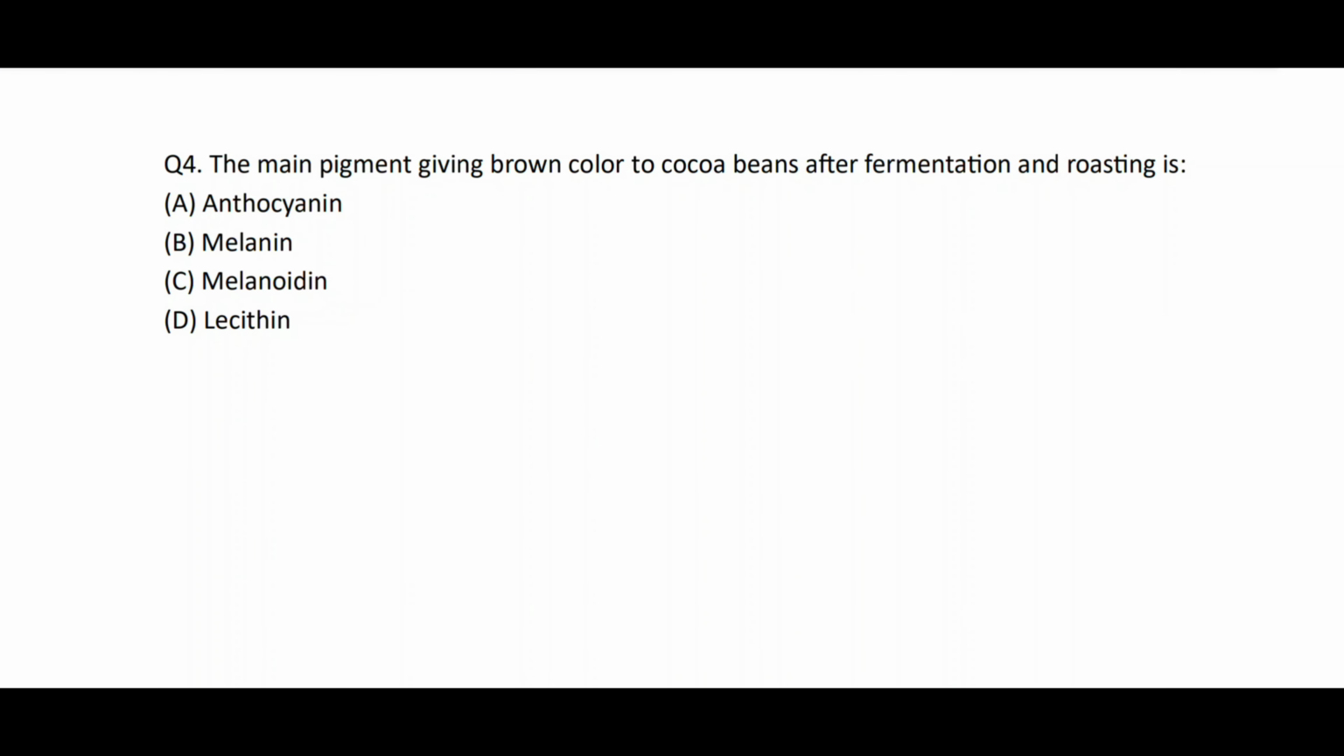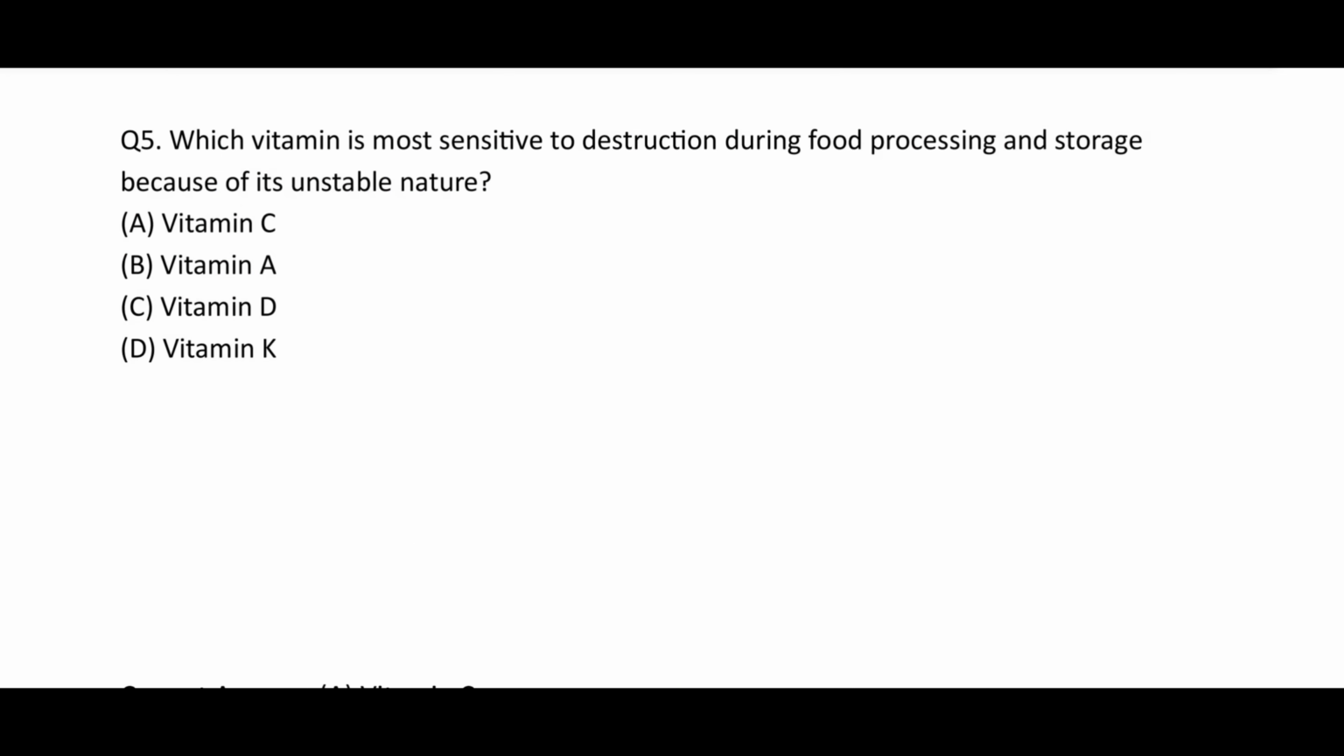Question number 4 is, the main pigment giving brown color to cocoa beans after fermentation and roasting is. The right answer here is option number C, which is melanoidins. Question number 5 is, which vitamin is most sensitive to destruction during food processing and storage because of its unstable nature? The right answer here will be option number A, which is vitamin C.